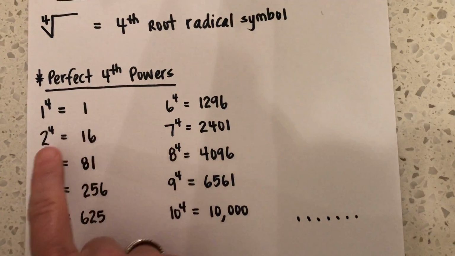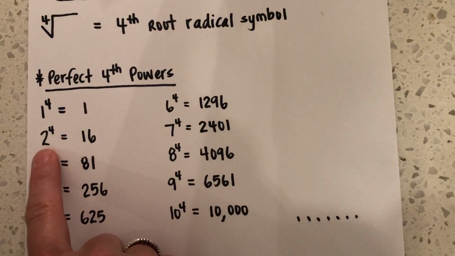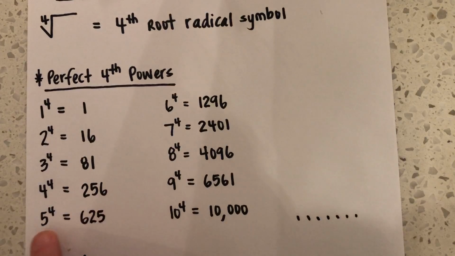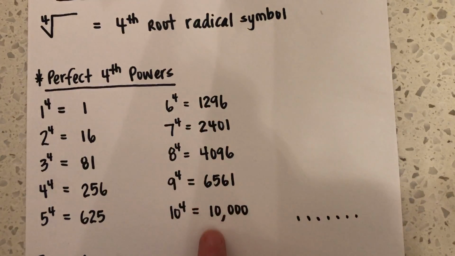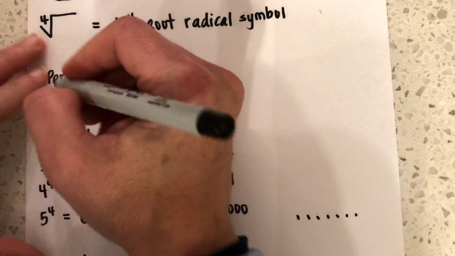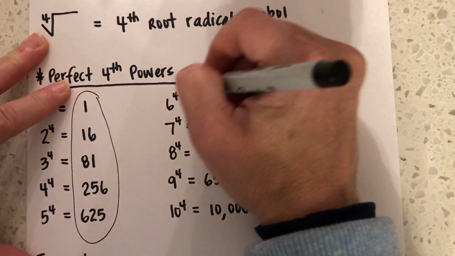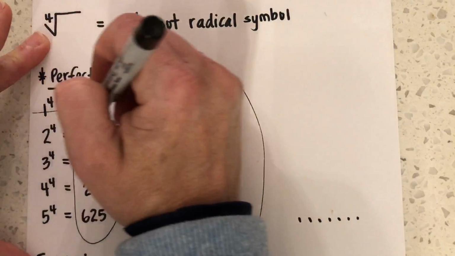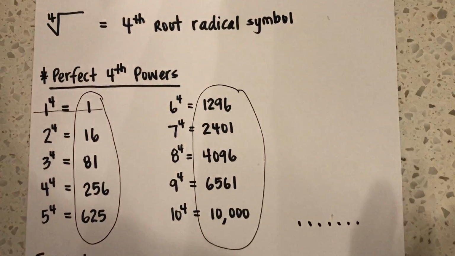1 to the fourth, 1. 2 to the fourth, 2 times itself 4 times. 2 times 2 times 2 times 2 is 16. 3 to the fourth, 81. 4 to the fourth, 256. 5 to the fourth, 625. And then you can see that they get pretty darn big. And then remember, this list can just keep on going forever. So these are the numbers that you're going to want to look for when you're taking the fourth root of a number, except we don't really count 1 because if you take the root of them, it doesn't really change anything that we'd be using. All right, so here we go.